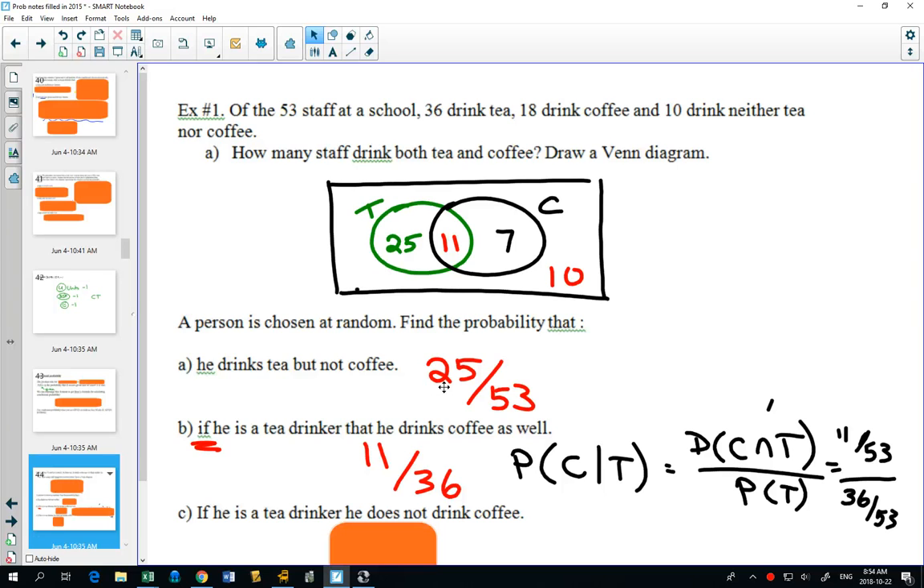And so what the conditional probability formula does is reduce your sample space. Here we just reduced our total to 36 and said 11 out of 36. With the formula, it does the same thing with probabilities: the probability out of everybody divided by the probability of what you're looking for. If you multiply by the reciprocal, you can see that the 53s would simplify and go away.